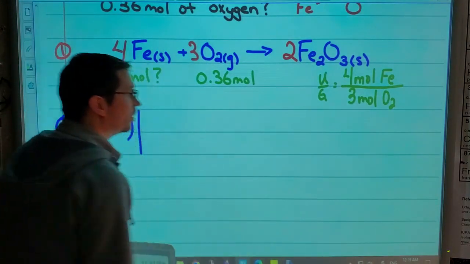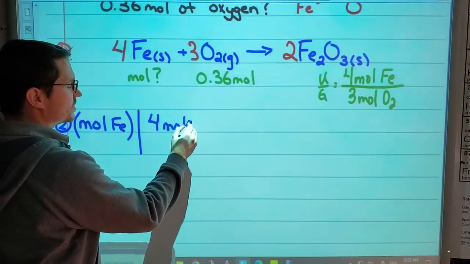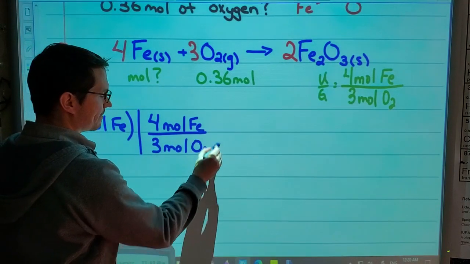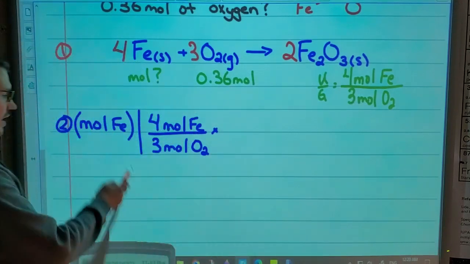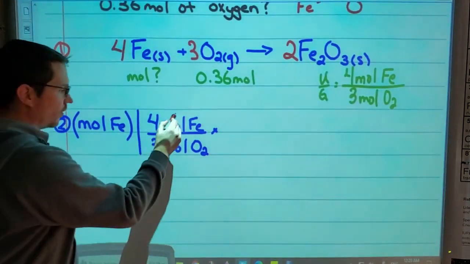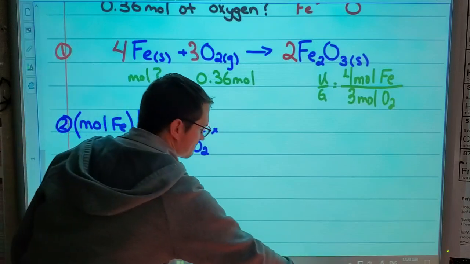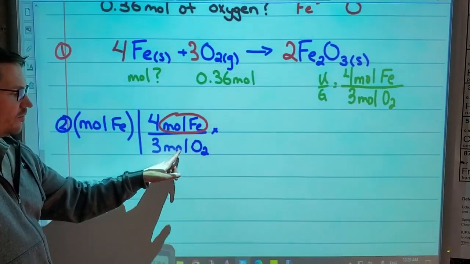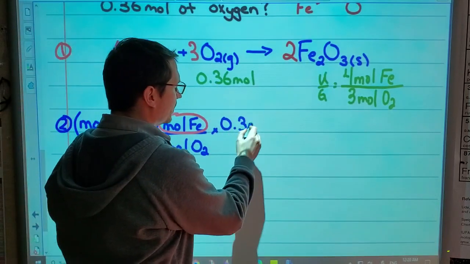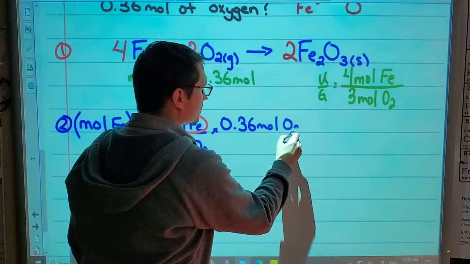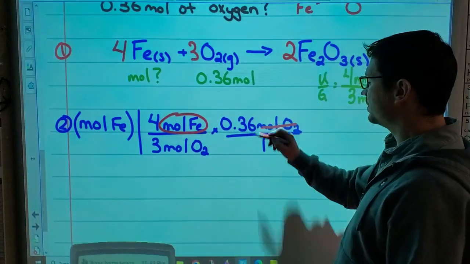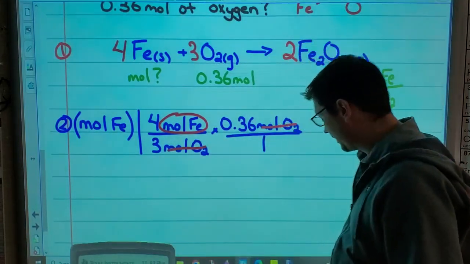So 4 moles of iron for every 3 moles of oxygen. Good, I have the unit that I want now. That's what unit analysis is all about: finding the unit that you want and getting rid of everything else. I have moles of iron, let's get rid of moles of oxygen. Look under oxygen and find moles. 0.36 moles of oxygen over 1. Moles of O2 and moles of O2 cancel.